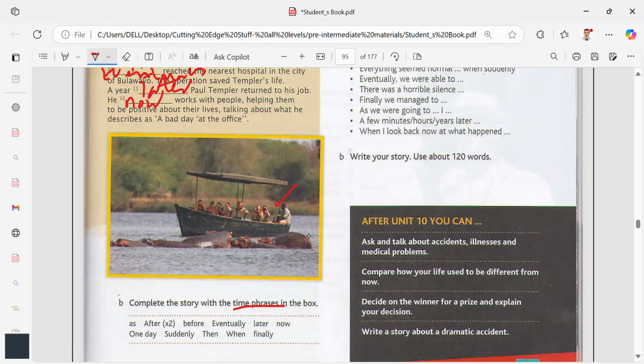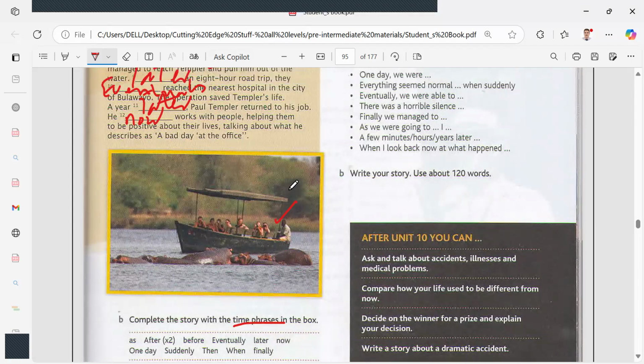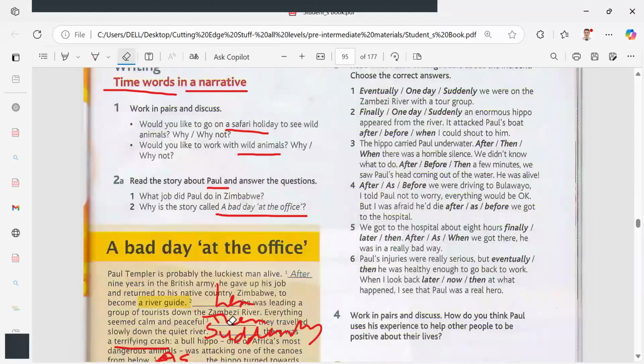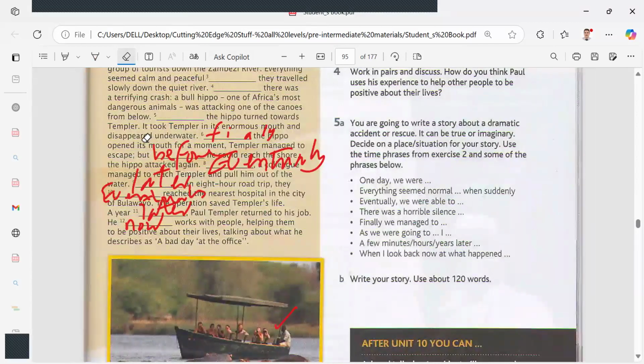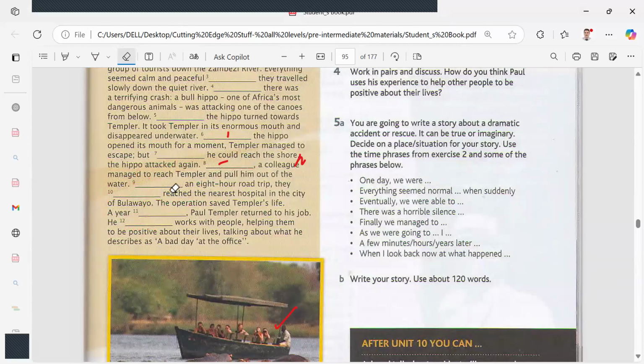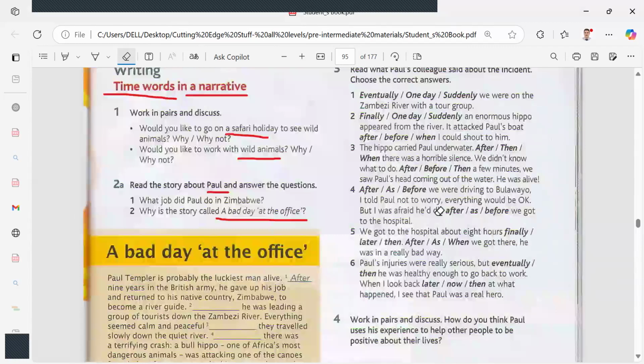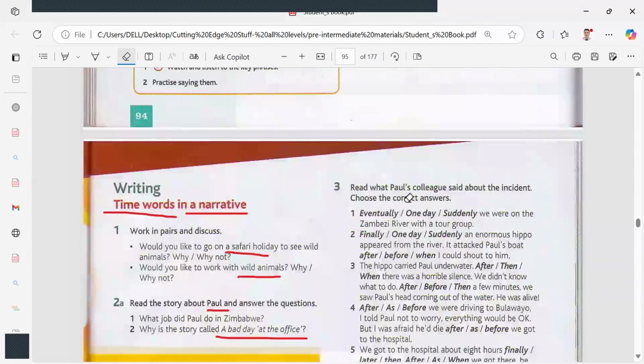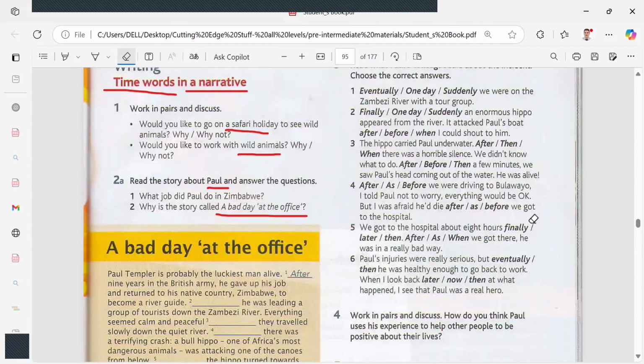So as you see, Jude, using linkers or time words makes your story more exciting and easy for the reader to follow: what happened at the beginning, what happened next, and at the end. So now let's read what Paul's colleague said about the incident. Choose the right one.